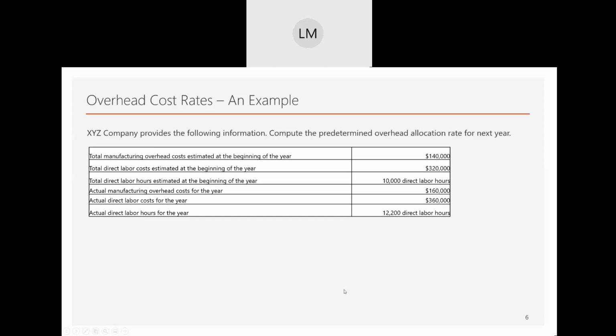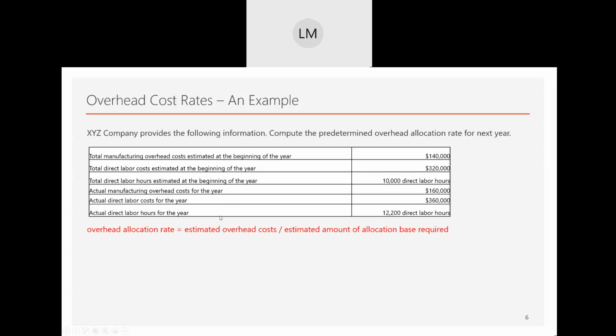So let's take a look at overhead cost rates, and let's just look at an example here. Now, the XYZ company provides the following information, and we're asked to compute the predetermined overhead allocation rate for next year. Total manufacturing overhead costs estimated at the beginning of the year, $140,000. Total direct labor costs estimated at the beginning of the year, $320,000. Total direct labor hours estimated at the beginning of the year, 10,000 direct labor hours. And then we're given our actual overhead costs, actual direct labor costs, and actual direct labor hours.